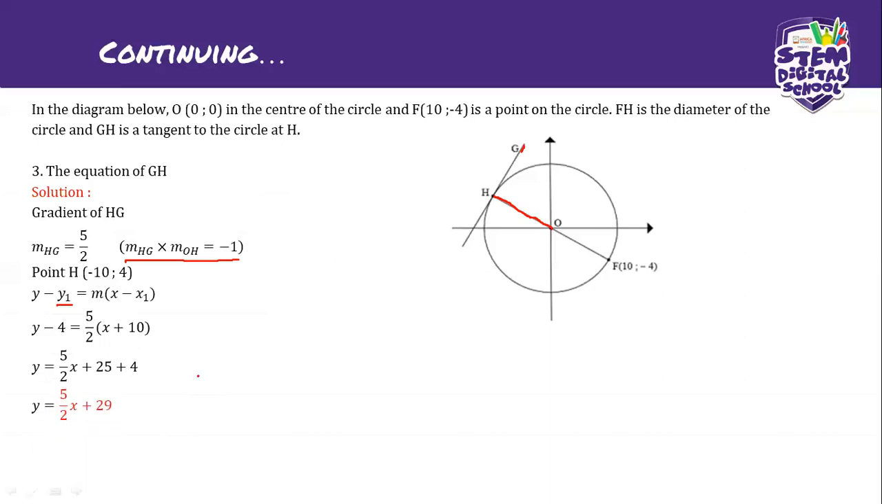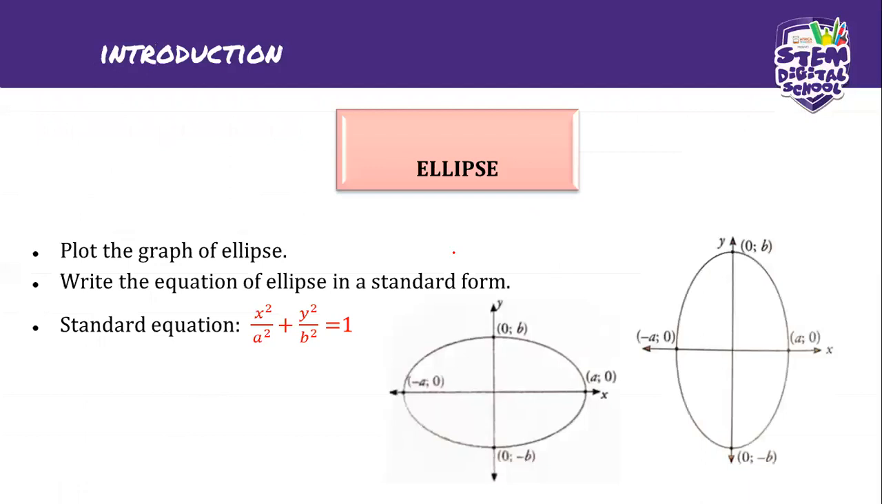And now we are having what? We are having the equation of GH, this tangent. We are now having the equation of this line here. All right. Now let's proceed.